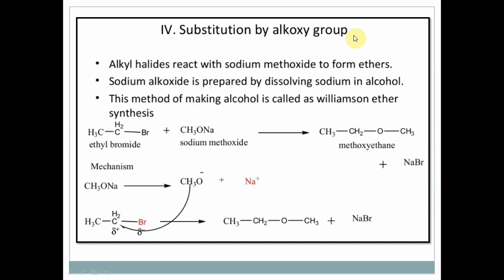Substitution by alkoxy group. Alkyl halides react with sodium methoxide to form ethers. Sodium alkoxide is prepared by dissolving sodium in alcohol. This method of making ether is called Williamson ether synthesis. That is a very important method for synthesis of ether. So ethyl bromide reacts with sodium methoxide to give methoxyethane.